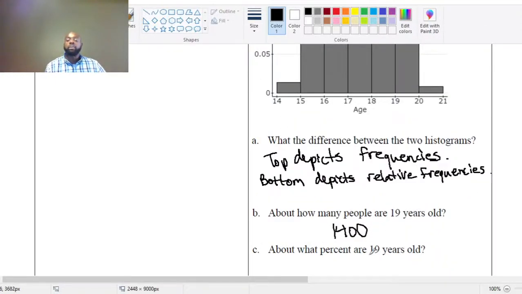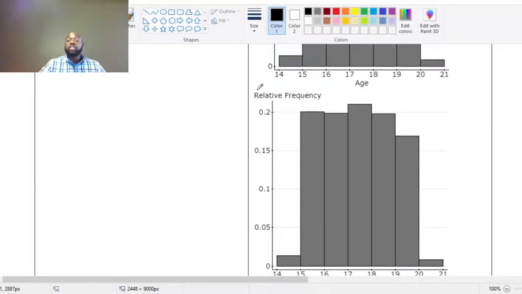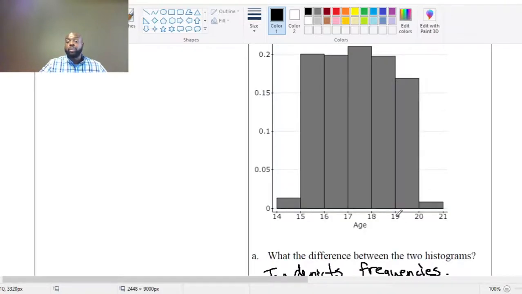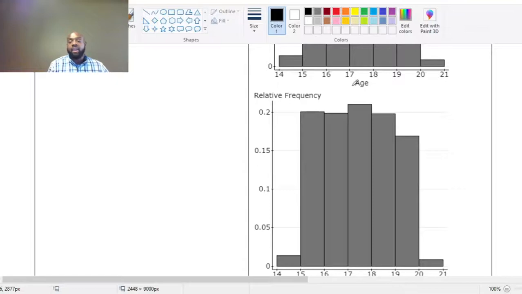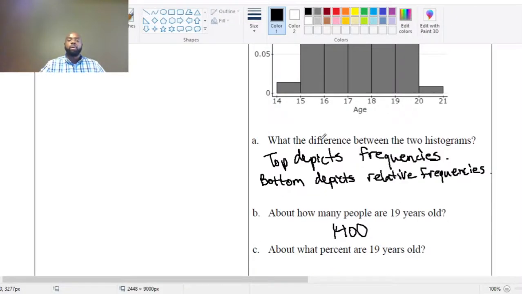Now, if I want to know the percentage, what I can do is instead use the relative frequency, go to the interval between 19 and 20, and this includes 19, and then trace that back to here, and now say that that's approximately 0.16. Well, definitely 0.16 is not a percentage, but we can multiply that by 100, and that'll give us about 16%.